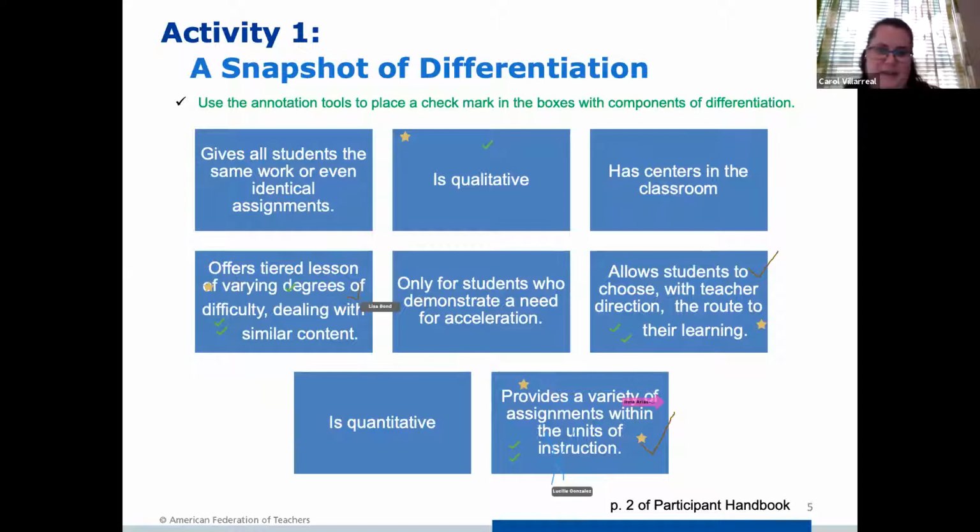Wow, you guys are good. I see no one has said anything about centers in the classroom, which is great, because I'm going to explain that in just a moment. I see a lot of good answers in the chat as well. They're putting in the same stuff that everyone's looking at and checking off on the actual slide. Choice, variety, tiered, yes.